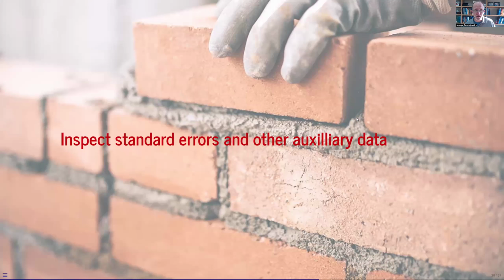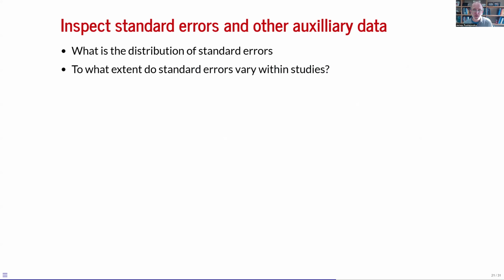Stage 3, looking at standard errors and other auxiliary quantities. So now we're moving a little bit more towards the technical. So questions to ask in this stage of the workflow would be just what is the distribution of standard errors marginally? And then to what extent do standard errors vary within studies?